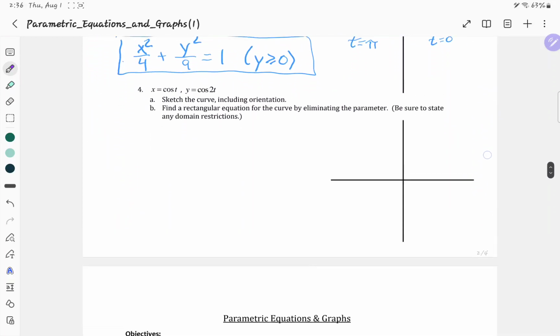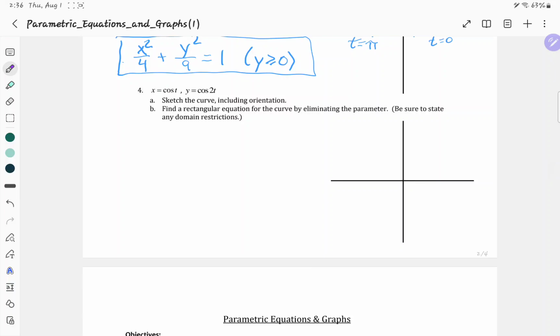So we're going to do the same thing here on number 4. We've got x is cosine t, y is cosine 2t. Sketch the curve, include orientation. And I'm going to go ahead and do part B first, and then we'll sketch afterward. So find a rectangular equation, right, by eliminating the parameter. Let's do that part first. So we've got x is cosine t, y is cosine 2t. I need to find something I can replace, or some identity.